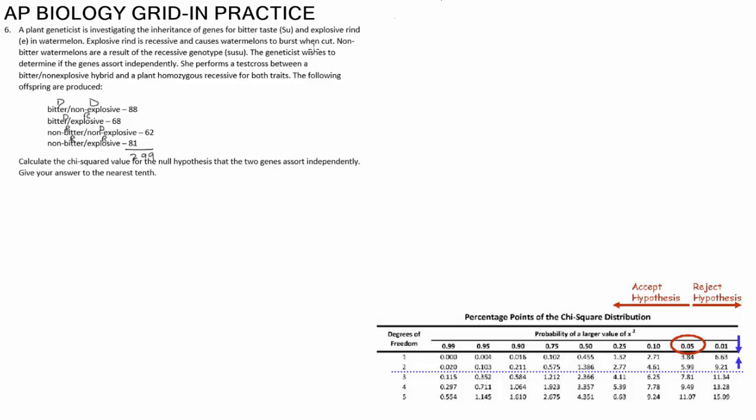So the cross that's going to be performed here is between a heterozygous individual for both traits and a homozygous recessive individual. So the heterozygous individual is going to have a capital SU, lowercase su, and a capital E, lowercase e, because they have 1 dominant and 1 recessive allele for both of these traits. The recessive individual is going to be lowercase su, lowercase e, because they only have recessive alleles.